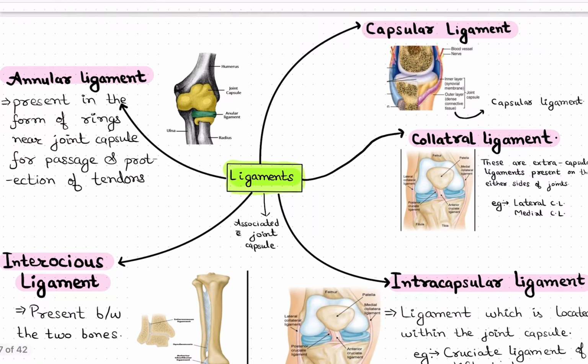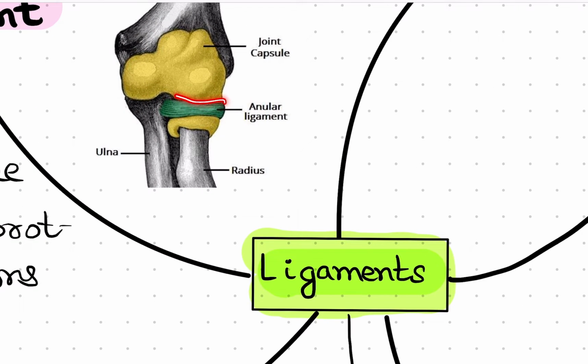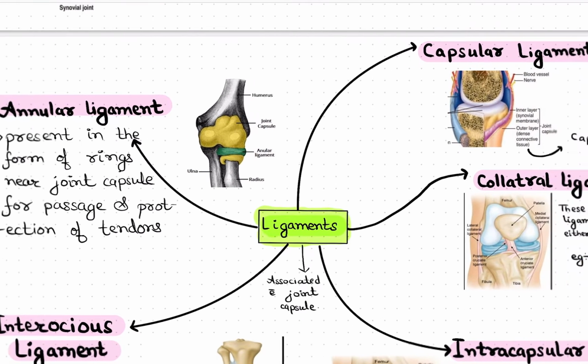Now let us come to ligaments. The ligaments associated with the synovial joint. Let us first study about annular ligament. It is present in the form of rings near the joint capsule. As you can see here, this is annular ligament in the form of a ring.